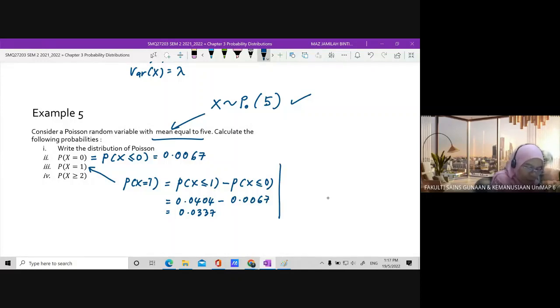So if you use your formula, P(X equal to 1) equals e to the power of negative lambda. Lambda is 5. And then you will have lambda to the power of x, where lambda is 5 and x is 1, divided by x factorial, that would be 1 factorial. So if you calculate this, you will get 0.0337. If you want to calculate, please calculate. I think you will get the same value.